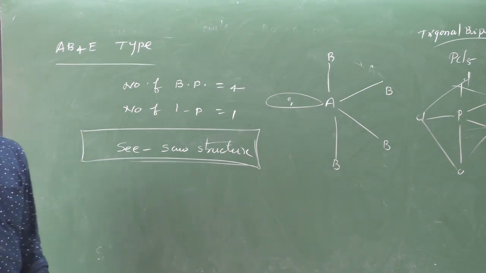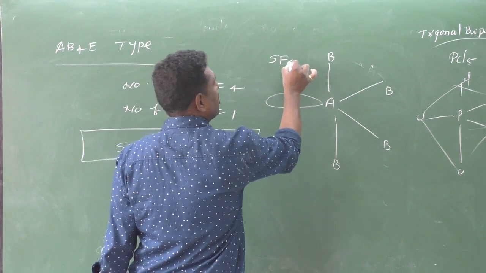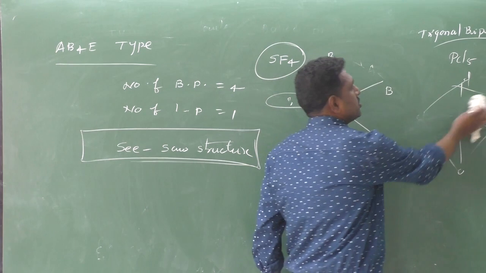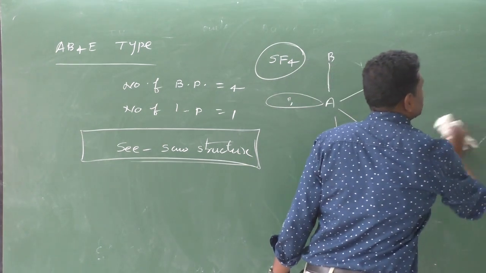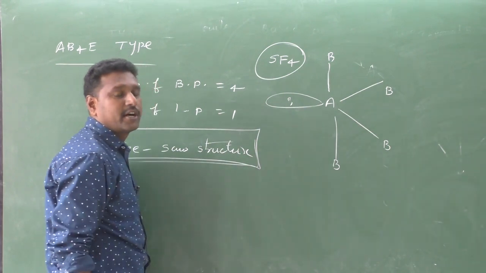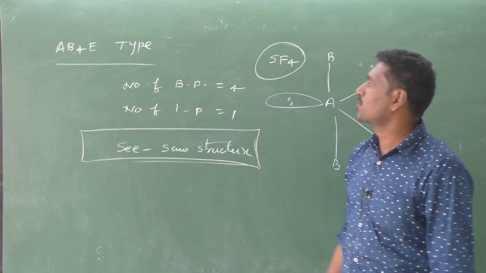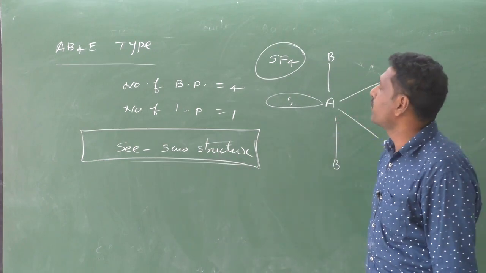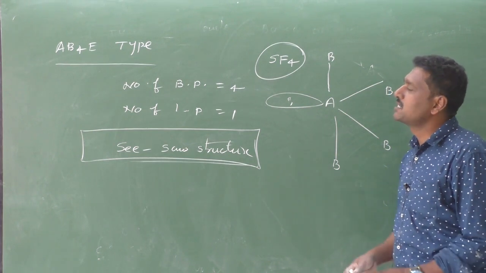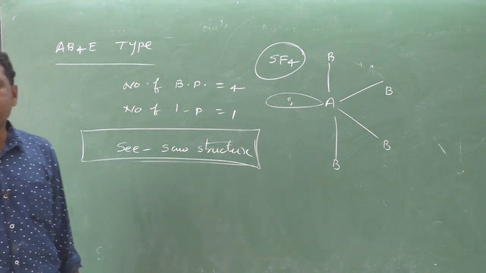Next one is AB4E type. An example for this is the SF4 molecule. SF4, sulfur tetrafluoride, is an example for this seesaw structure. The number of bond pairs is 4, the number of lone pairs is 1, and the structure is seesaw. Next one is AB3E2 type.